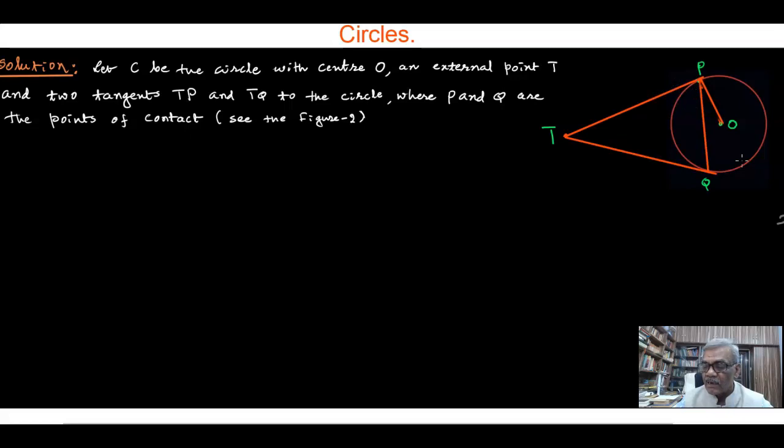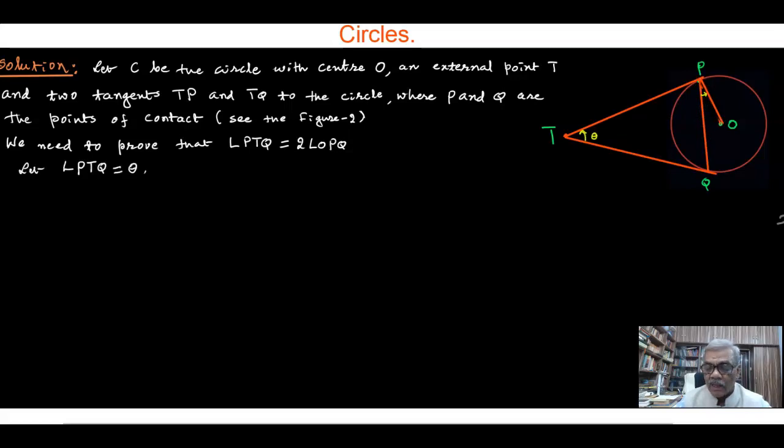Here is the circle with the center O, and TP and TQ are two tangents to the circle, and P and Q are the points of contact of these two tangents. Now we need to prove that angle PTQ is equal to twice the angle OPQ, this angle. We have to prove this. Let angle PTQ equal theta.